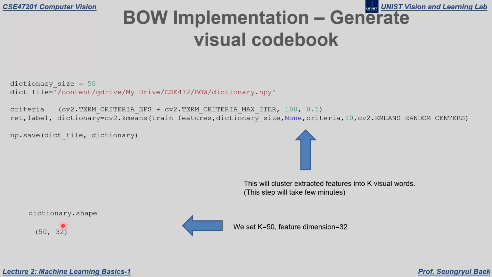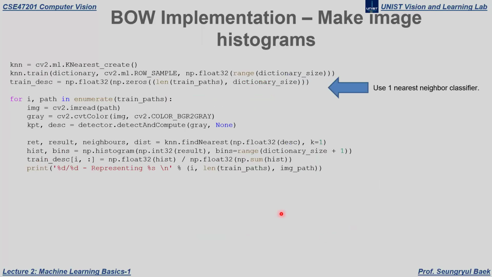Maybe the dictionary's feature dimension is only 32. Sorry about that. Okay. So because k is specified as 50, there are this many dimensional centroids obtained. And this is the part for implementing making histograms using the visual words.